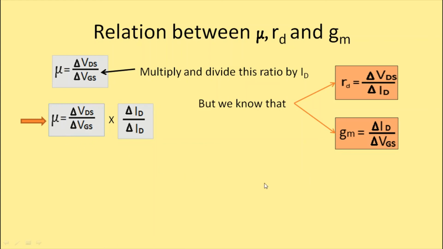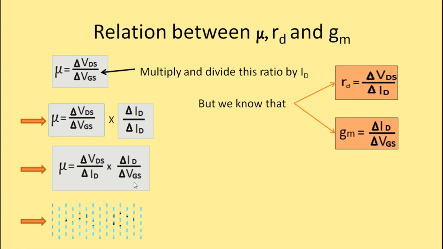So accordingly, replacing these two formulas in this equation, we get mu is equal to delta VDS by delta ID into delta ID by delta VGS. That is nothing but mu is equal to GM into RD or RD into GM. Students, please observe, this particular derivation is a very important part of this chapter and is most of the times targeted in your exam for 3 marks. So be thorough with this particular derivation.